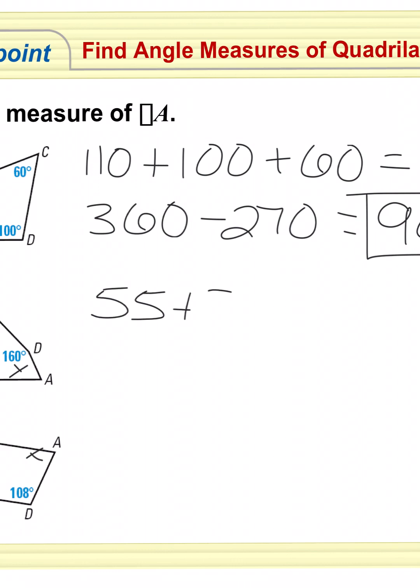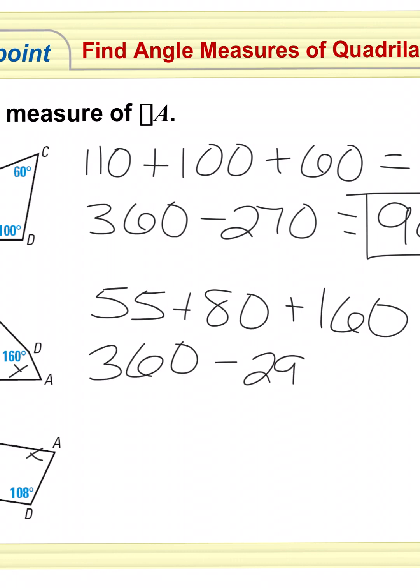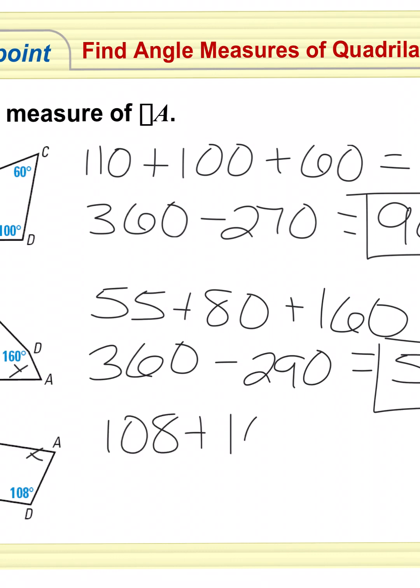So we have 55 plus 80 plus 160. What do you get? 290. It's 290. What do you do after that? 360 minus 290. What do you get? 50. Yes. Okay, on number 7, what do you do first? Add 108 plus 108 plus 72. You'll get 288. Number 6 is not 290, it's 295.